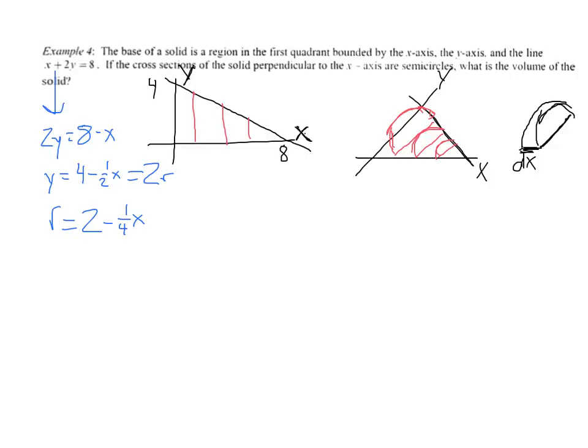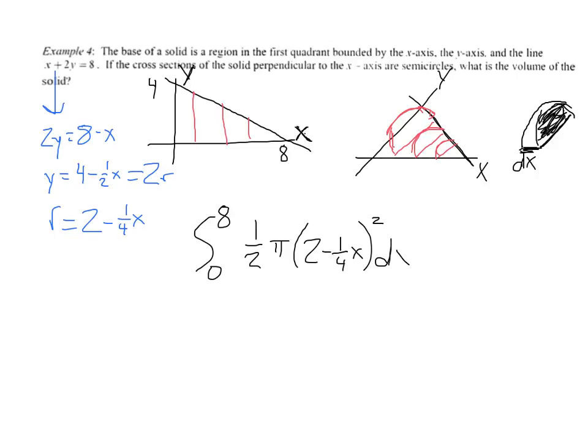Now, in the end, I'm going to be integrating from 0 to 8, but if I just think about the volume of one of these slices, I need to find the area of the semicircle, which is generally pi r squared, or in this case 1/2 pi r squared, because it's a semicircle, not a full circle. So 1/2 pi times 2 minus 1/4 x, being squared. That gets me kind of the surface area of whatever little shape I'm looking at, and then the width of this would create volume, so a dx creates volume.